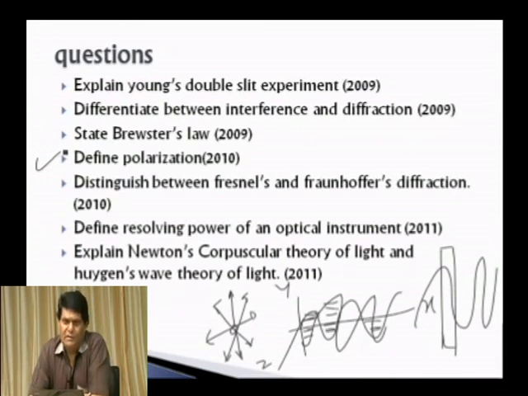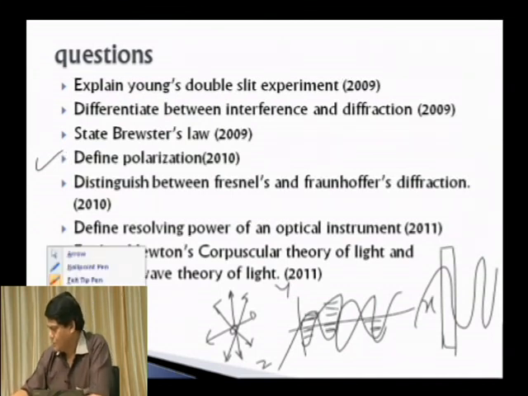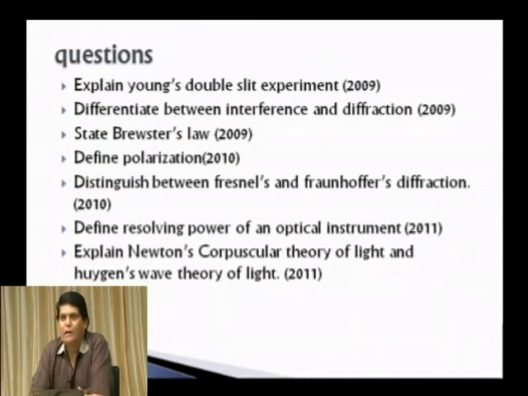Next is to differentiate between Fresnel and Fraunhofer diffraction. In fact, these effects are related to diffraction, and diffraction has two types, one is Fresnel and the other Fraunhofer. In case of Fresnel diffraction, the source of light which is falling on the obstacle is at a finite distance, and the screen where the image is formed is also at a finite distance. If this is the case, then we refer to it as Fresnel diffraction.